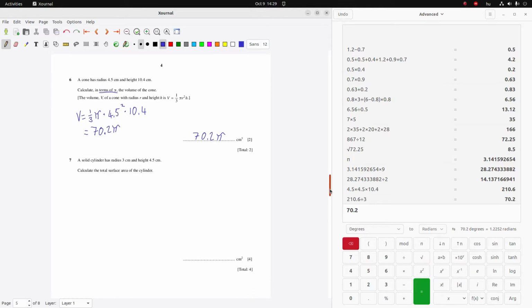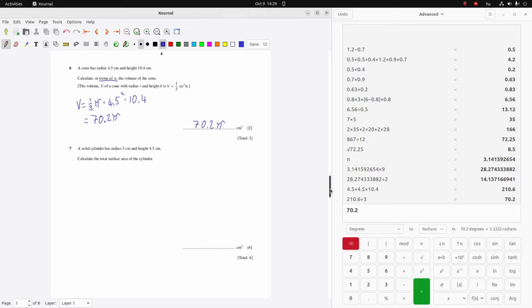A solid cylinder has a radius of 3 and a height of 4.5. We want the surface area of the cylinder, but they don't give us the equation. So that's okay, you can just memorize the formula. But what if you forget? There's an easy way to remember.